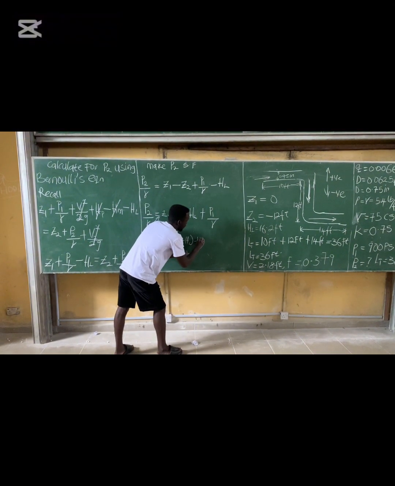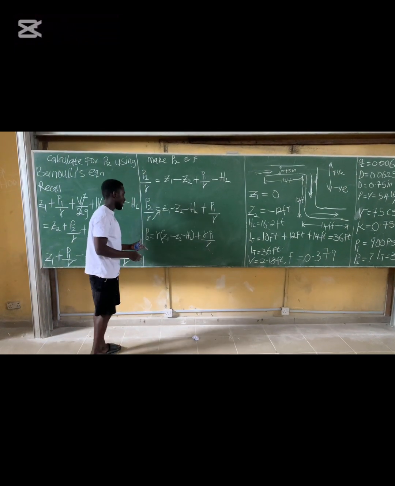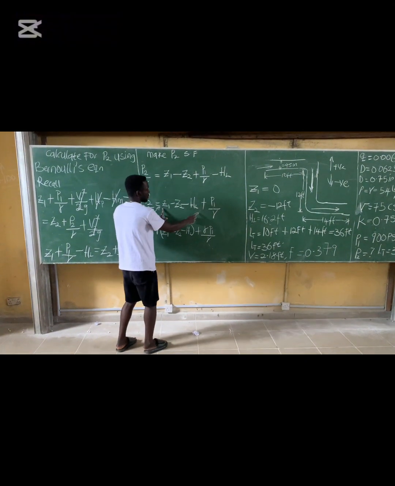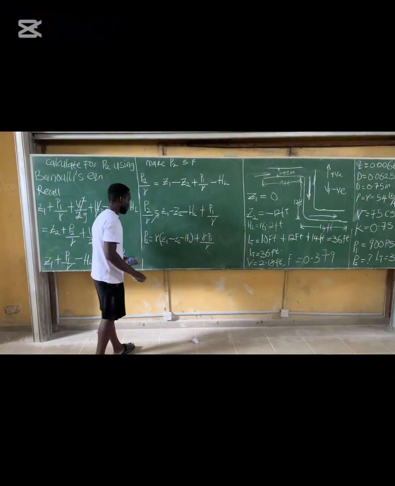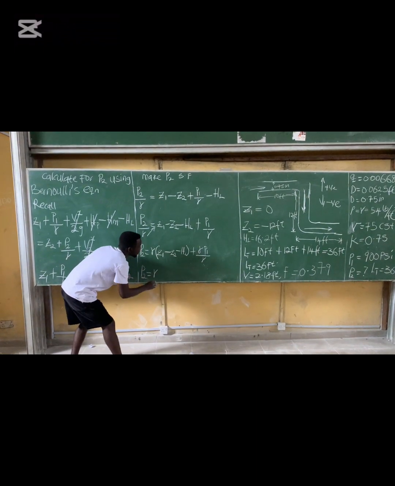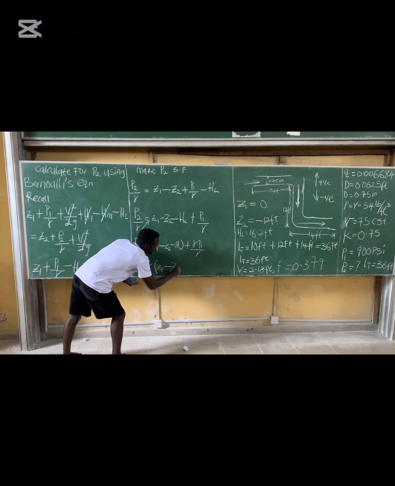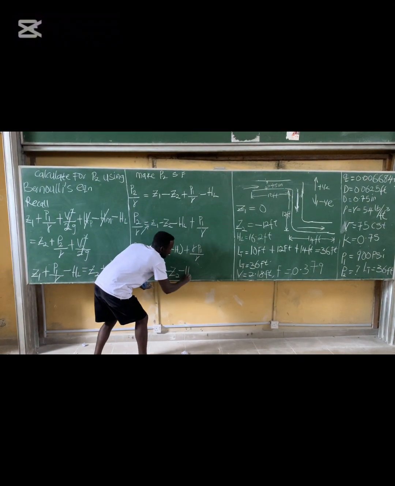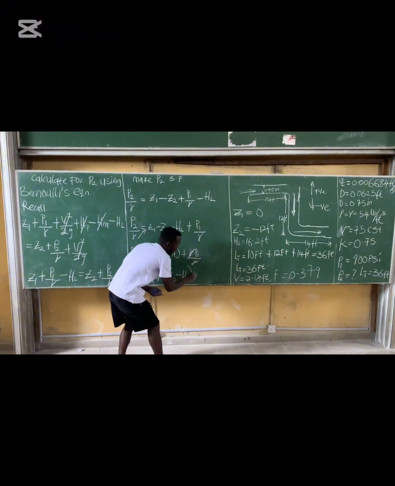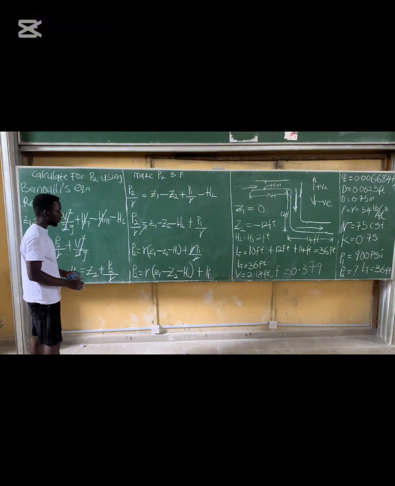plus specific weight into P1 over specific weight. Remember that specific weight is multiplying everything here. So therefore, our P2 here will be equal to specific weight into Z1 minus Z2 minus head loss. The specific weight will cancel the specific weight here. It becomes plus P1.